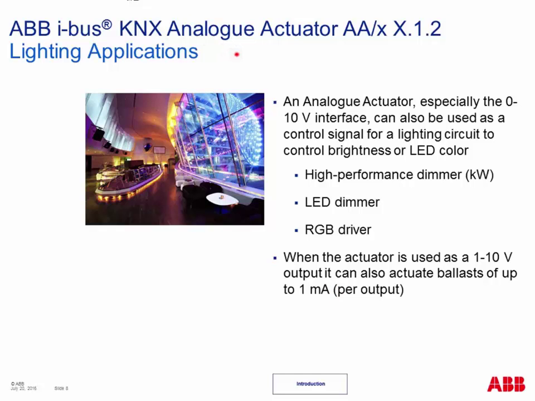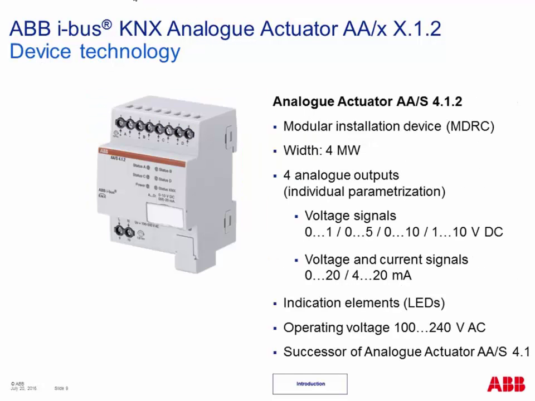It's not very often in use, but also in some special situations possible with our analogue actuator. Let's come now to the components as a first overview. So we start with the analogue actuator as a DIN rail component to be installed in a distribution board. It has four module widths and four analogue outputs, as you can see here. For each output, we have two connection terminals.